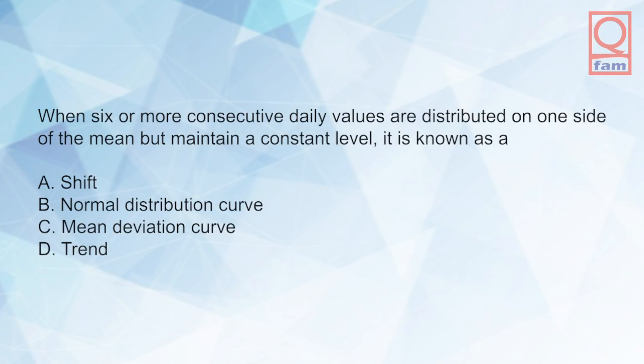When 6 or more consecutive daily values are distributed on one side of the mean but maintain a constant level, it is known as: A. Shift. B. Normal distribution curve. C. Mean deviation curve. D. Trend. The answer is A. Shift.